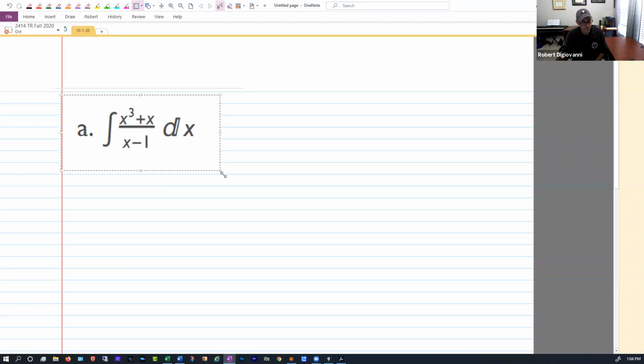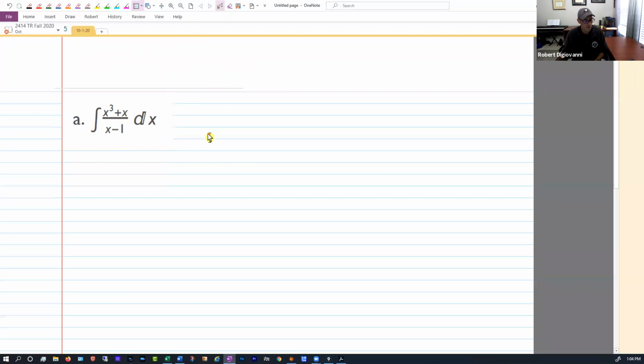Here we go. So we're trying to integrate this. Can we do this with some other method, like a basic u-substitution or integration by parts or anything else? Probably not. I don't see anything obvious that would make this work. But it is a rational function. Do y'all agree? We have a polynomial on top. We have a polynomial on the bottom.